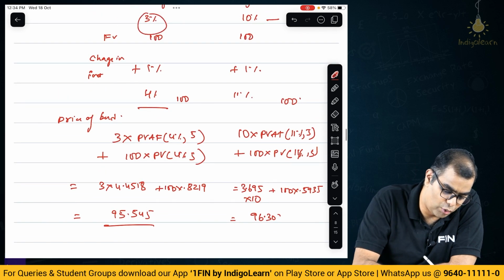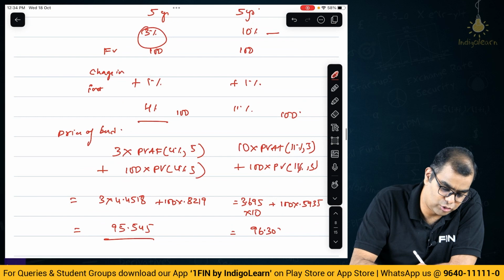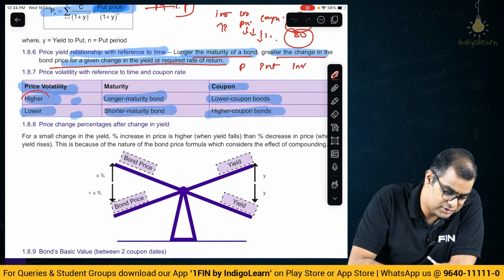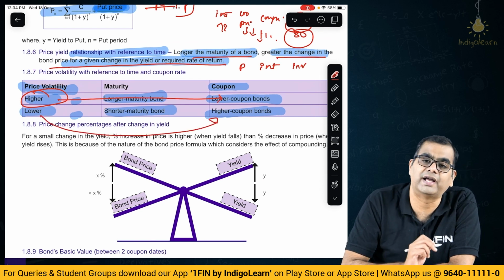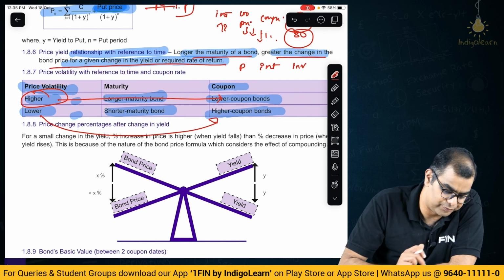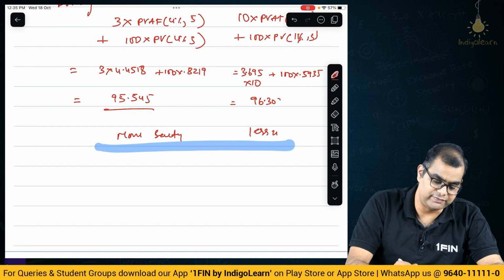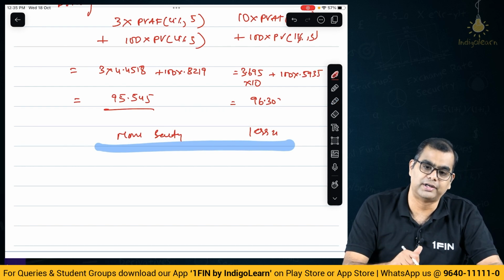The one with the lower coupon is more sensitive. The one with the higher coupon is less sensitive. See, the one with the lower coupon is more sensitive and the one with higher coupon is less sensitive. I mean, this seems counter logical. Why is that the case? I will tell you. Why does this happen? That is, a lower coupon bond is more sensitive than a higher coupon bond.